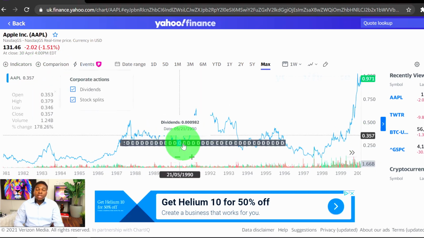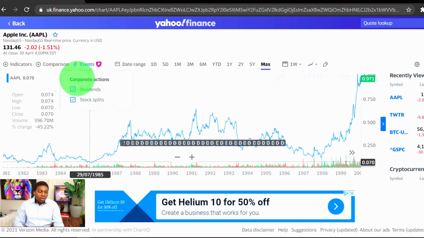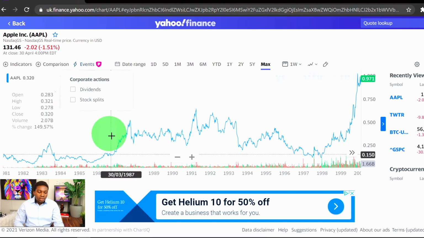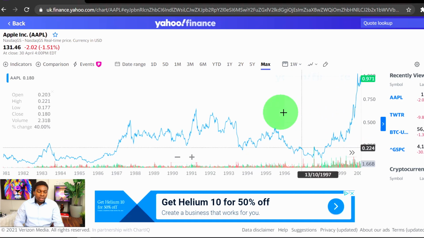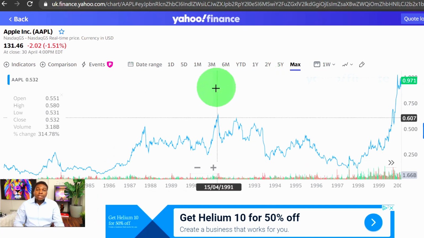The D that you are seeing is for dividend. When Apple paid dividends to their investors, we can always close it by going to events and closing events and stock splits. And always close them in order to view only the price. You can see we have a lot of things here that we can analyze further. But this will show you the date range for your chart.